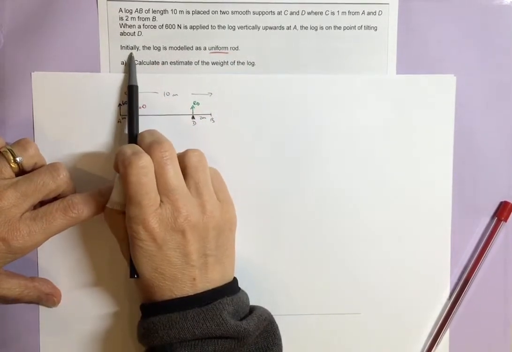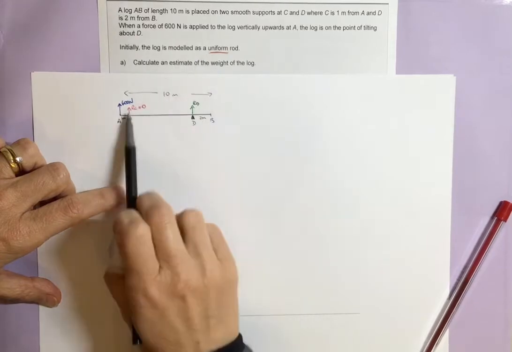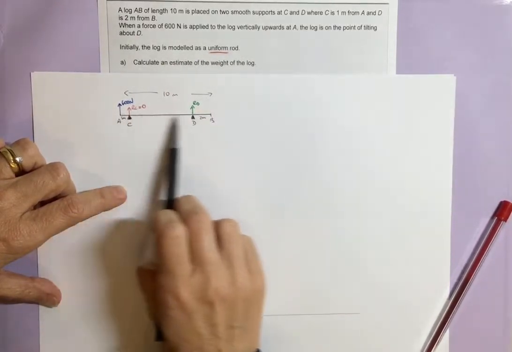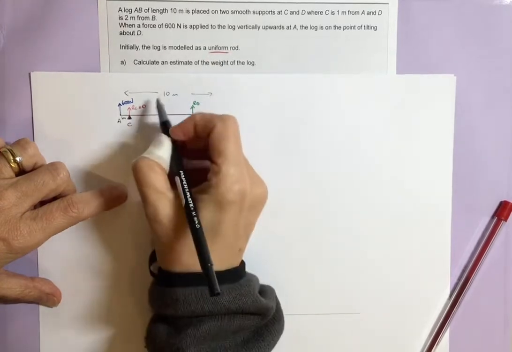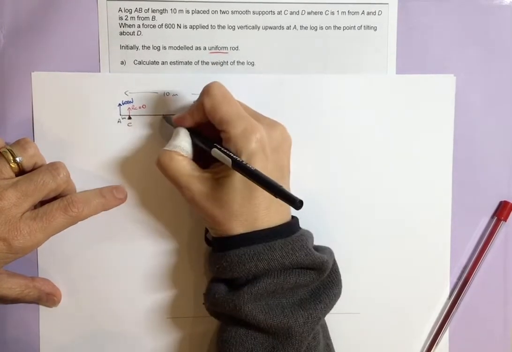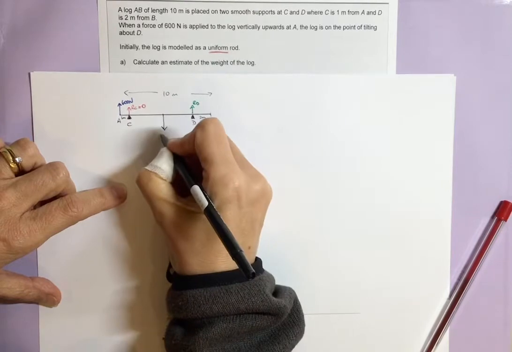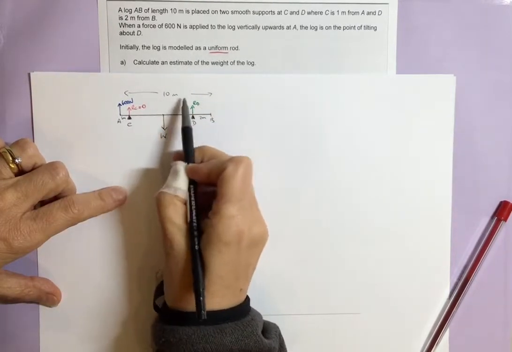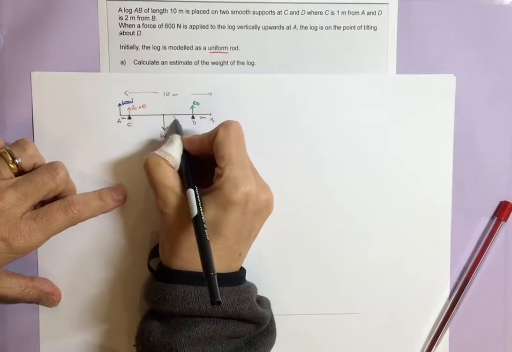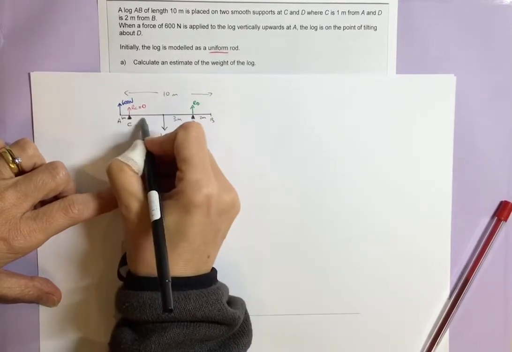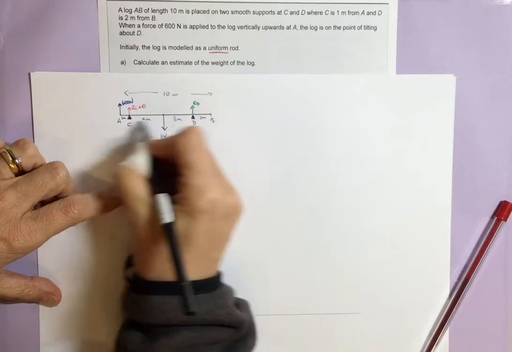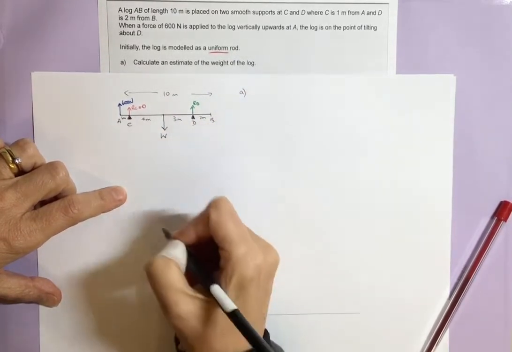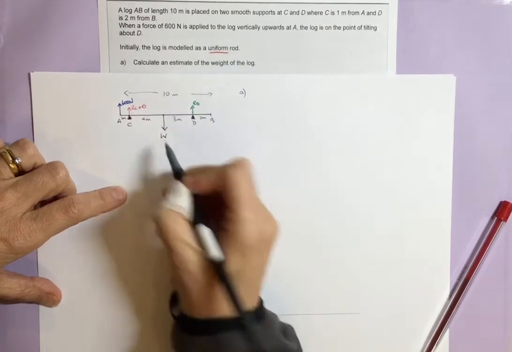Let's have a read. It says initially, so to begin with, we think that this log can be modelled as a uniform rod. We think the weight is equally dispersed, so we can have that acting nice and symmetrically at the centre. So that's our assumption to start this question off. Let's just put some other measurements on. If that's 10, that's 5. So this is going to be 3. That's 10, that's 1. This is going to be 4. So I'm just putting them on so that when I do my moments, I've got them on clearly on my diagram. Okay, calculate the weight of the log.